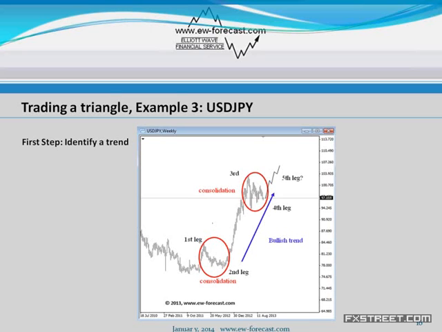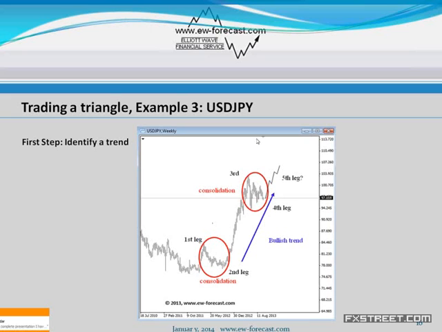So here on dollar yen, as I said earlier, I always want to see what is the larger trend before I will look for any trading opportunity.